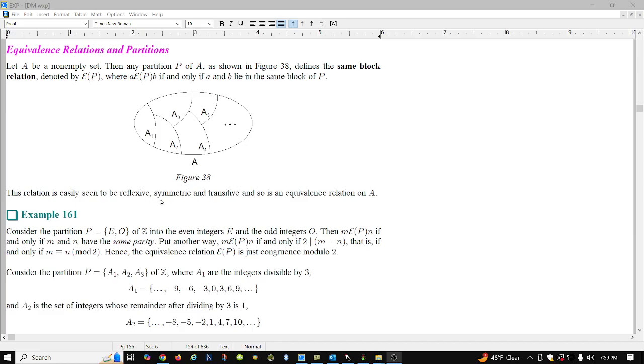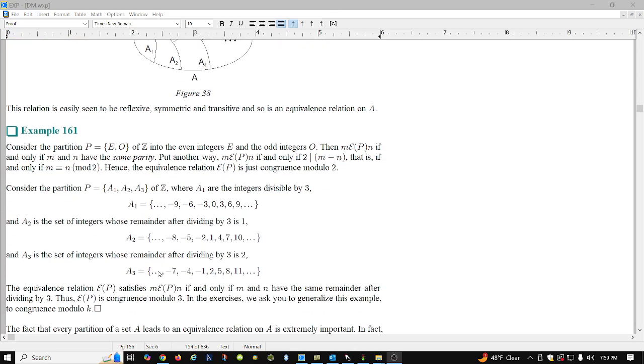It's easy to see that this is reflexive, symmetric, and transitive. I'll leave the details to you. So we have an equivalence relation. Here's a simple example. If we partition the integers into two blocks, the even integers and the odd integers, then M is related to N under the same block equivalence relation if and only if M and N are either together even or together odd. In other words, they have the same parity.